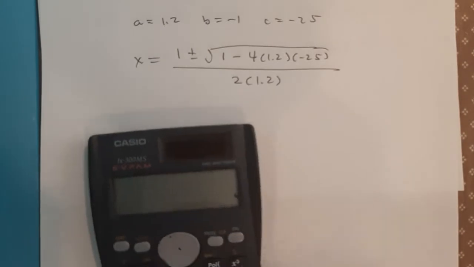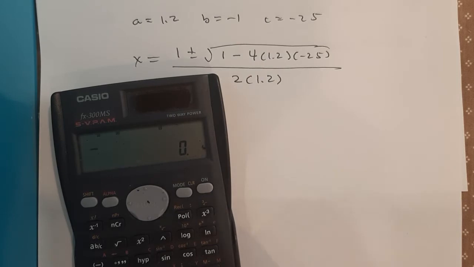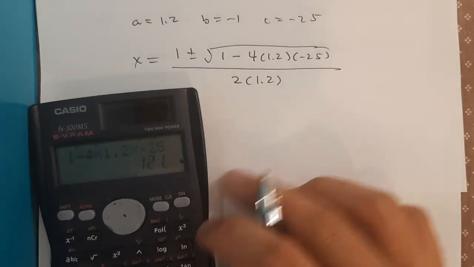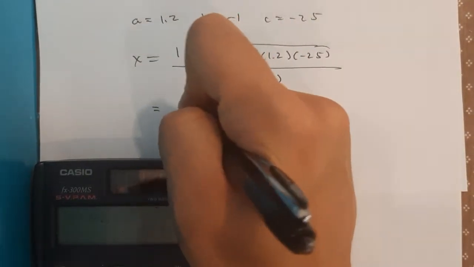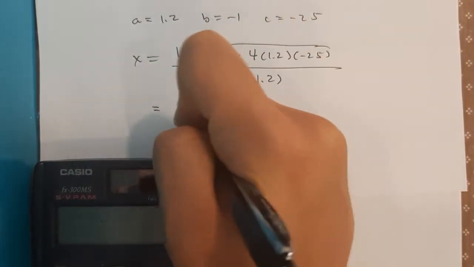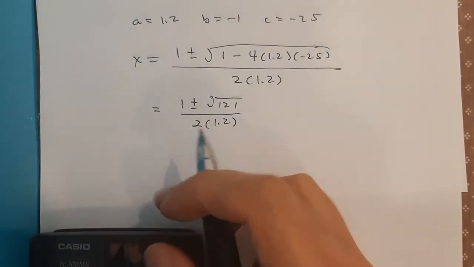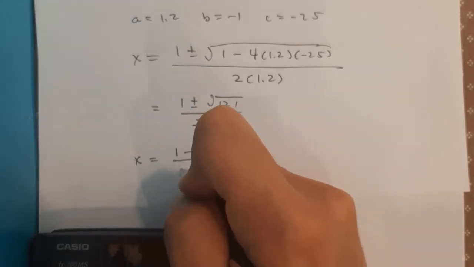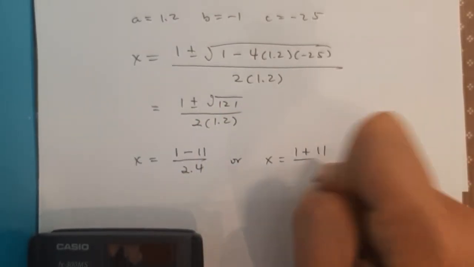So use your calculator. We'll plug in. So we have 1 minus 4 times 1.2 times -25. So inside the radical, it's 121. So we have 1 plus rad 121 over 2 times 1.2. Then you split it up into the two solutions. So we have 1 minus 11 over 2.4, or x equals 1 plus 11 over 2.4.